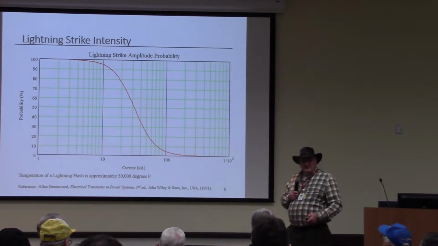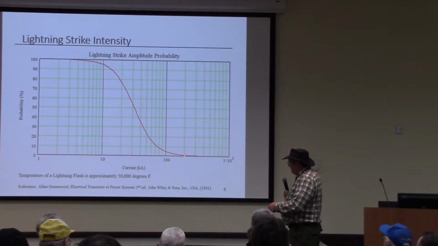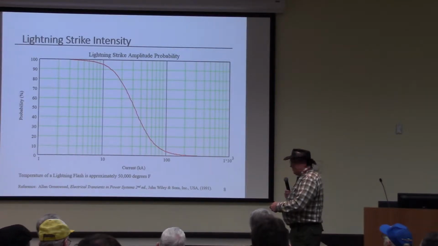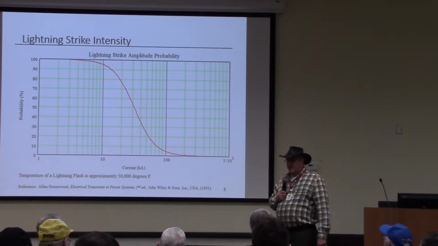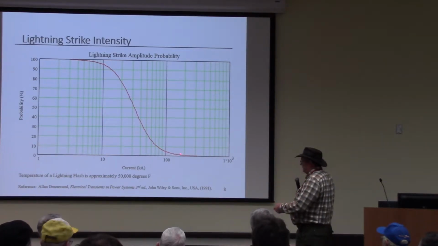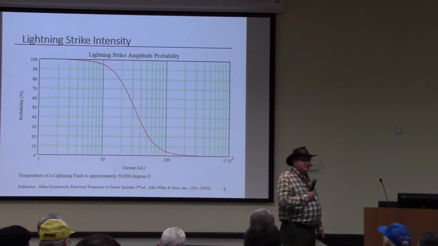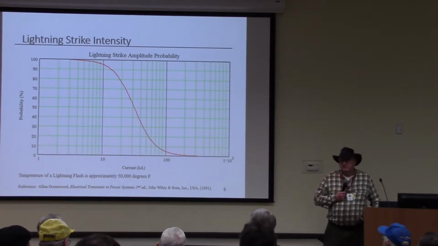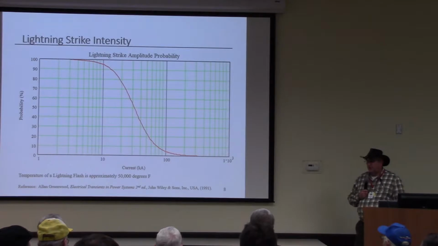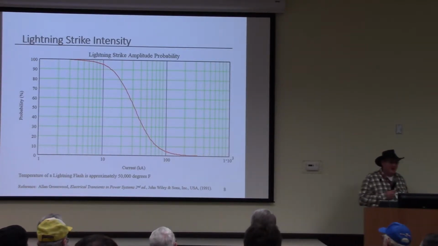If you're wondering, in the aircraft industry, they design to survive a 200,000 amp direct strike. Less than 1% of the lightning strikes that have been recorded to date have been greater than that. So it's a high probability that all your aircraft are still flying safe and will be for a long time.